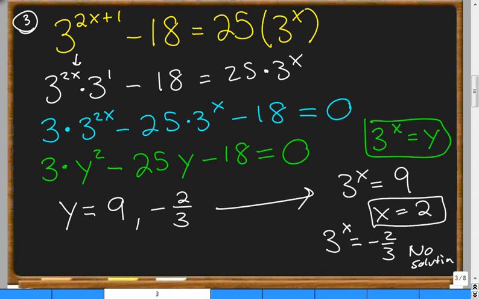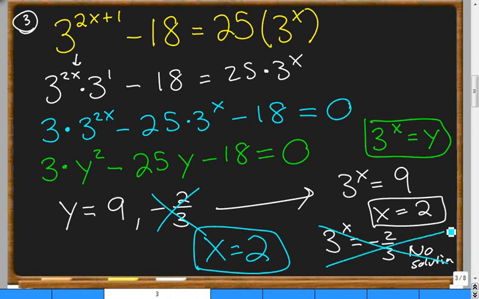So overall, your x value is going to equal 2, because the value negative 2/3 cannot be used. I have to use y equals 9, or 3 to the x equals 9. And so x equals 2 is the only solution that would work for this particular problem.